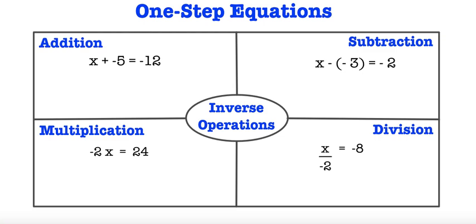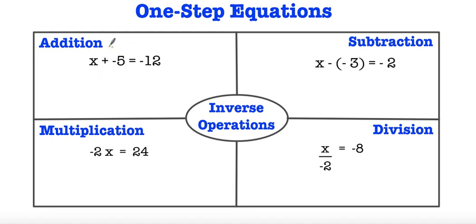Hello, mathematicians. Today we're going to be learning about one-step equations. And in this video, we have integers, so we're going to have both positive and negative numbers, whereas the video before only focused on whole numbers. So here I have an addition problem. I have x plus negative 5 is equal to negative 12.